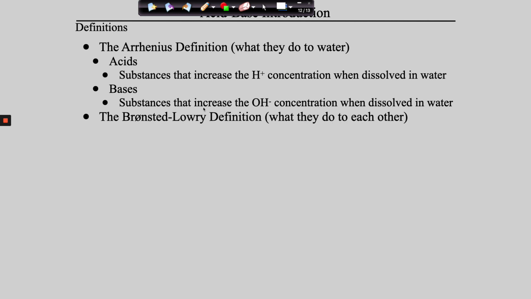So then we have the Bronsted-Lowry definition. This is based on what they do to each other. In this definition, acids donate protons, and bases accept protons.